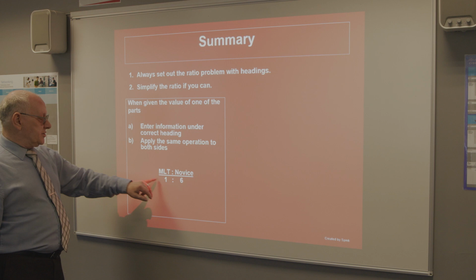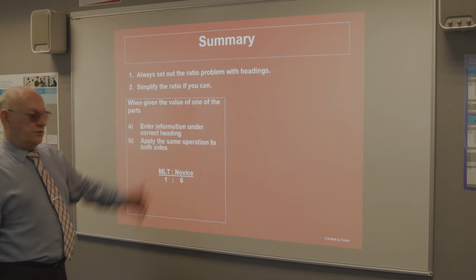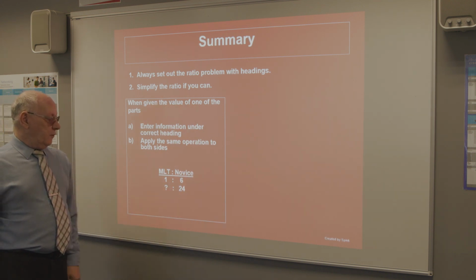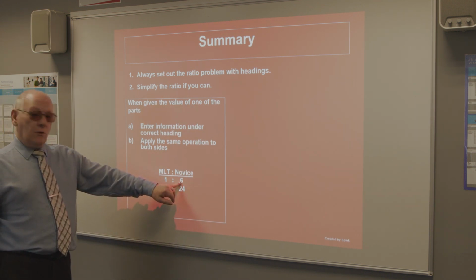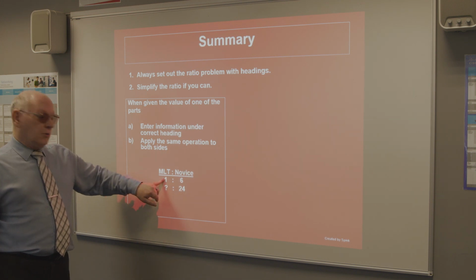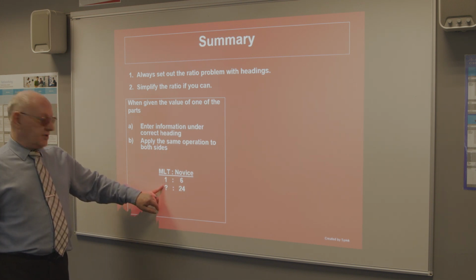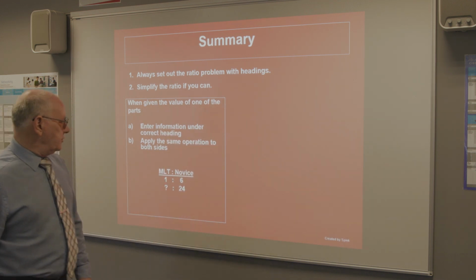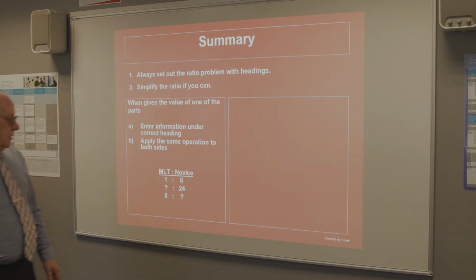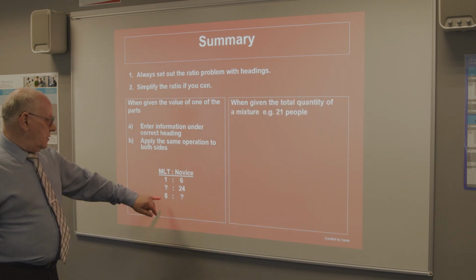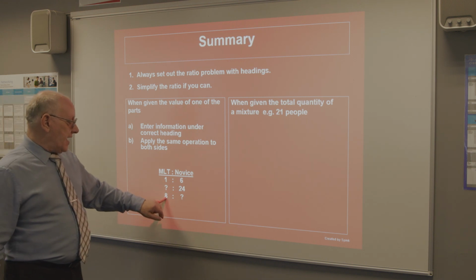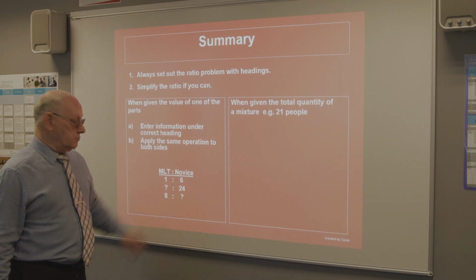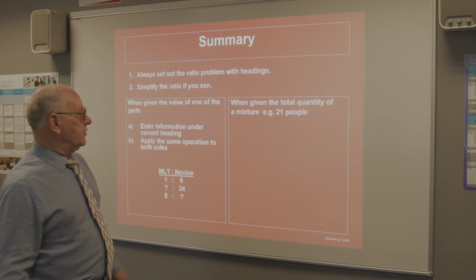So, apply the same operation to both. So 1 to 6, which was 2 to 12, simplified to 1 to 6. What's that to 24? We've multiplied that by 4 to get 24, so we've got to multiply that by 4 to keep the ratio the same. That's how we got to 4 in the first question. And if we've doubled that 4 to get 8, we've got to double that, which would be 48, and that would be in the same ratio as this, by doing the same to either side.